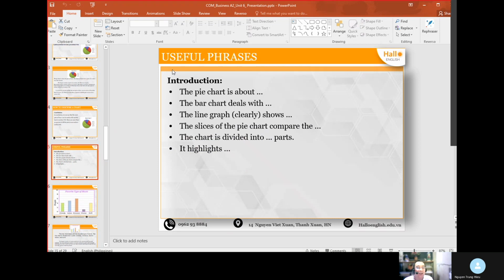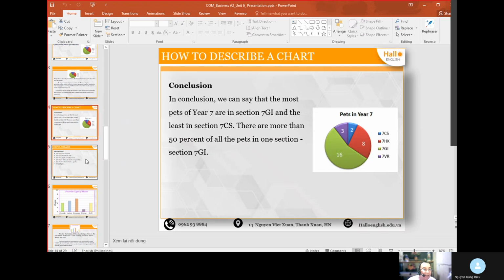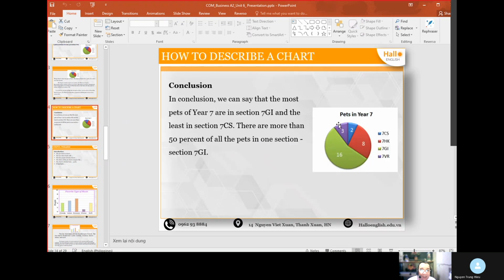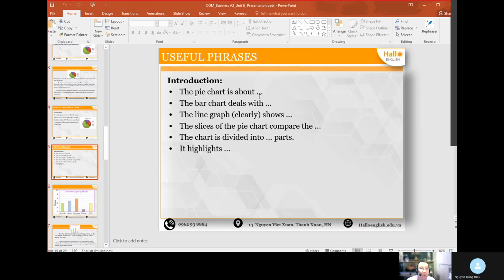Now, these are the useful phrases that we can use in describing and reporting different charts or graphs. For example, if the pie chart is about something, you have to name the title. We can say that the pie chart is all about pets in year 7. So that is what we can answer.